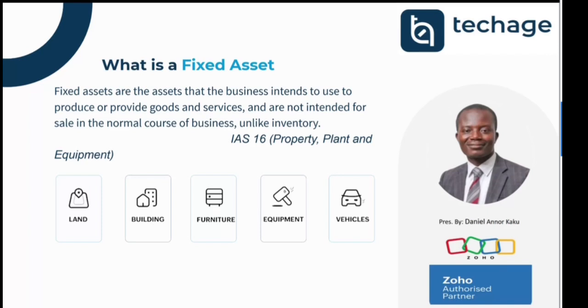So what we are trying to say is that a fixed asset is also an asset, but it's a different type of asset, unlike your inventory, where you are keeping for sale in the normal course of business. Fixed assets are kept in business, but not for sale. We have examples like land, building, furniture, equipment, and vehicles. So these are examples of fixed assets. They are mostly tangible. So look at what we are going to be exploring in terms of fixed assets.